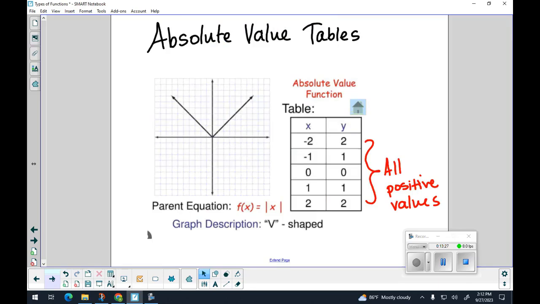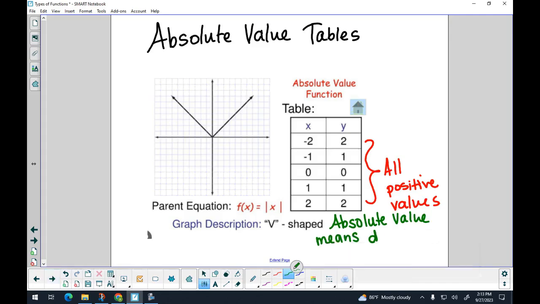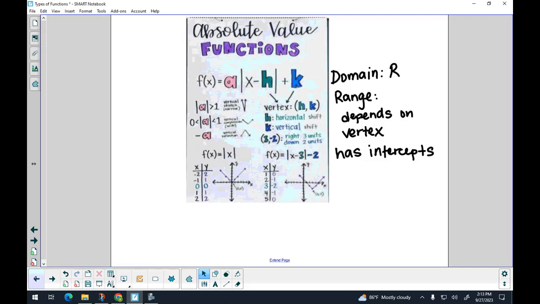Now let's look at the tables. Again, remember V for value for the shape of the absolute value graph. Notice how all the Y values are positive. Absolute value is distance from 0. Distance is always positive, whether you take steps backwards or forwards, you still took steps. So your Y values should all be positive. That should be a good indicator that it's an absolute value table. Not always, but more likely than not.